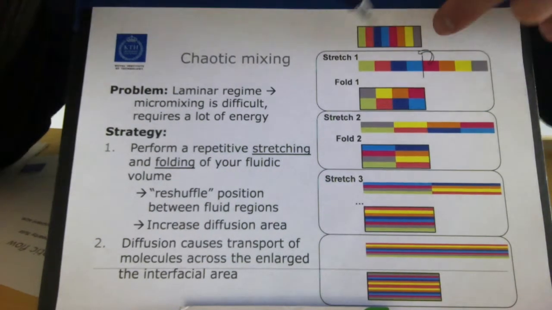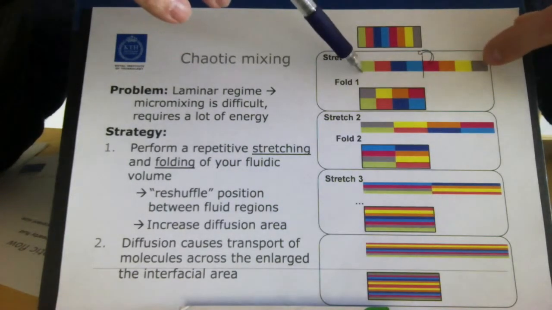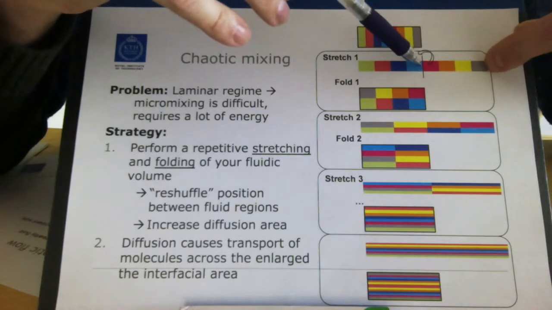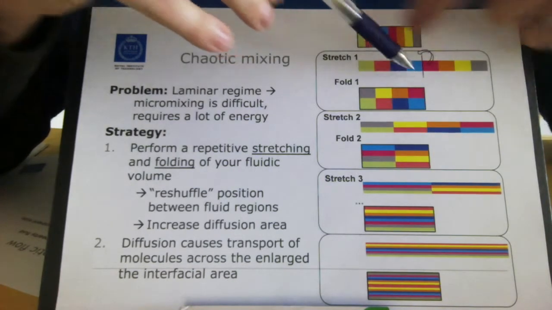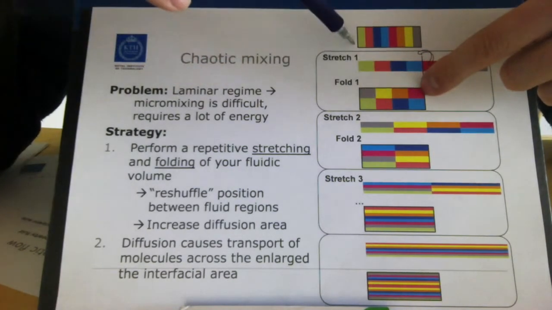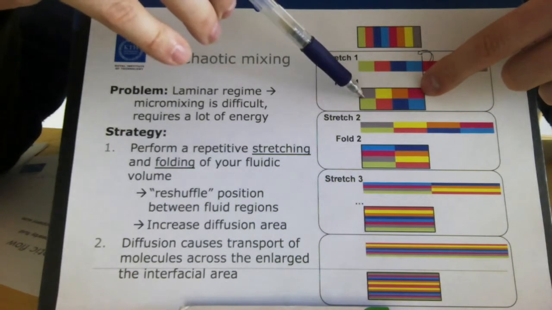So I take this volume and I stretch it out. I make it double as long. Of course, it's going to go double as thin. And I cut it in 2, and I fold this part over here. Then I get something that looks like this. So I do a stretch and fold.